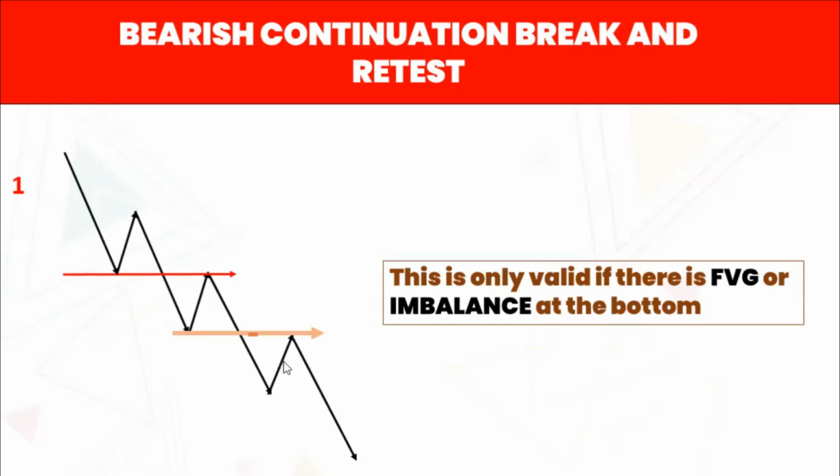Here becomes your entry, because this is just a continuation kind of strategy, right? But it's also the break and retest, it's also the shift in market structure. And this is only valid if there is a fair value gap or imbalance at the bottom. All right, so this is the way the strategy is. Let's look at it on the live chart.